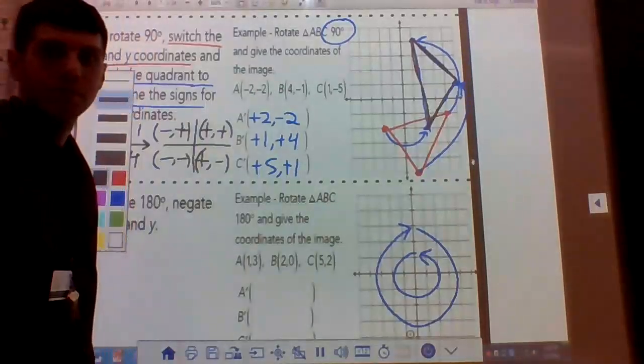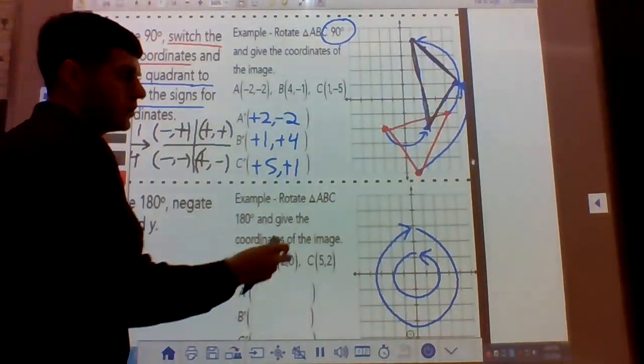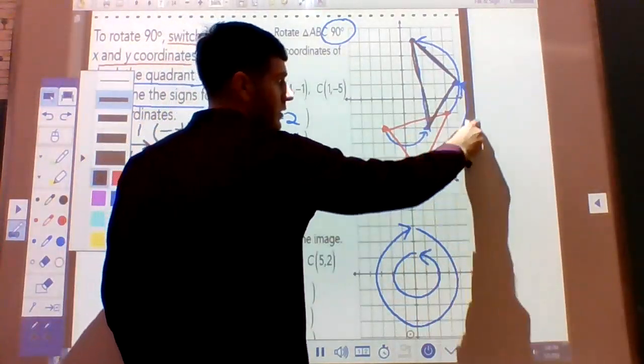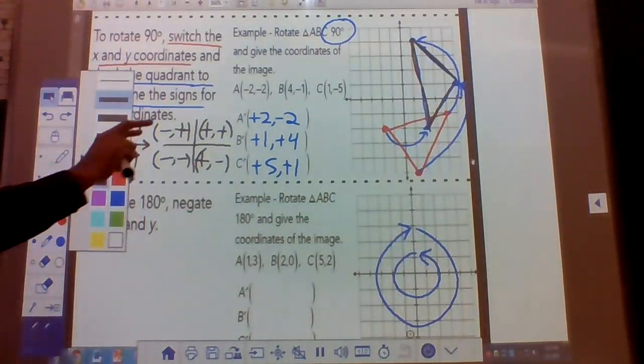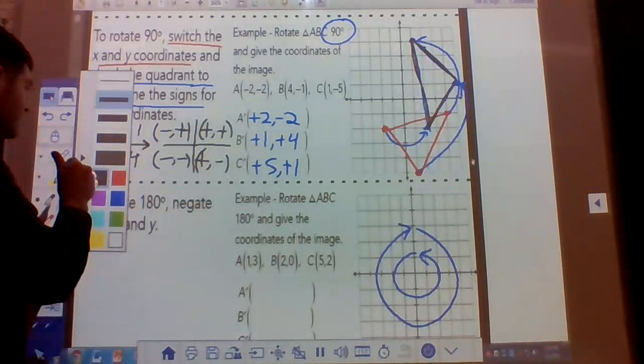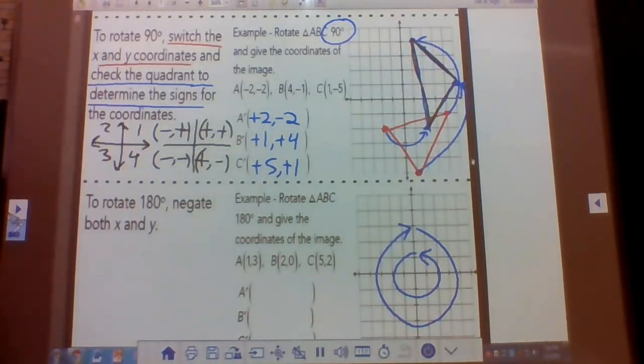Okay. So we rotated all these points 90 degrees, 90 degrees, 90 degrees. Step 1, switch the coordinates.